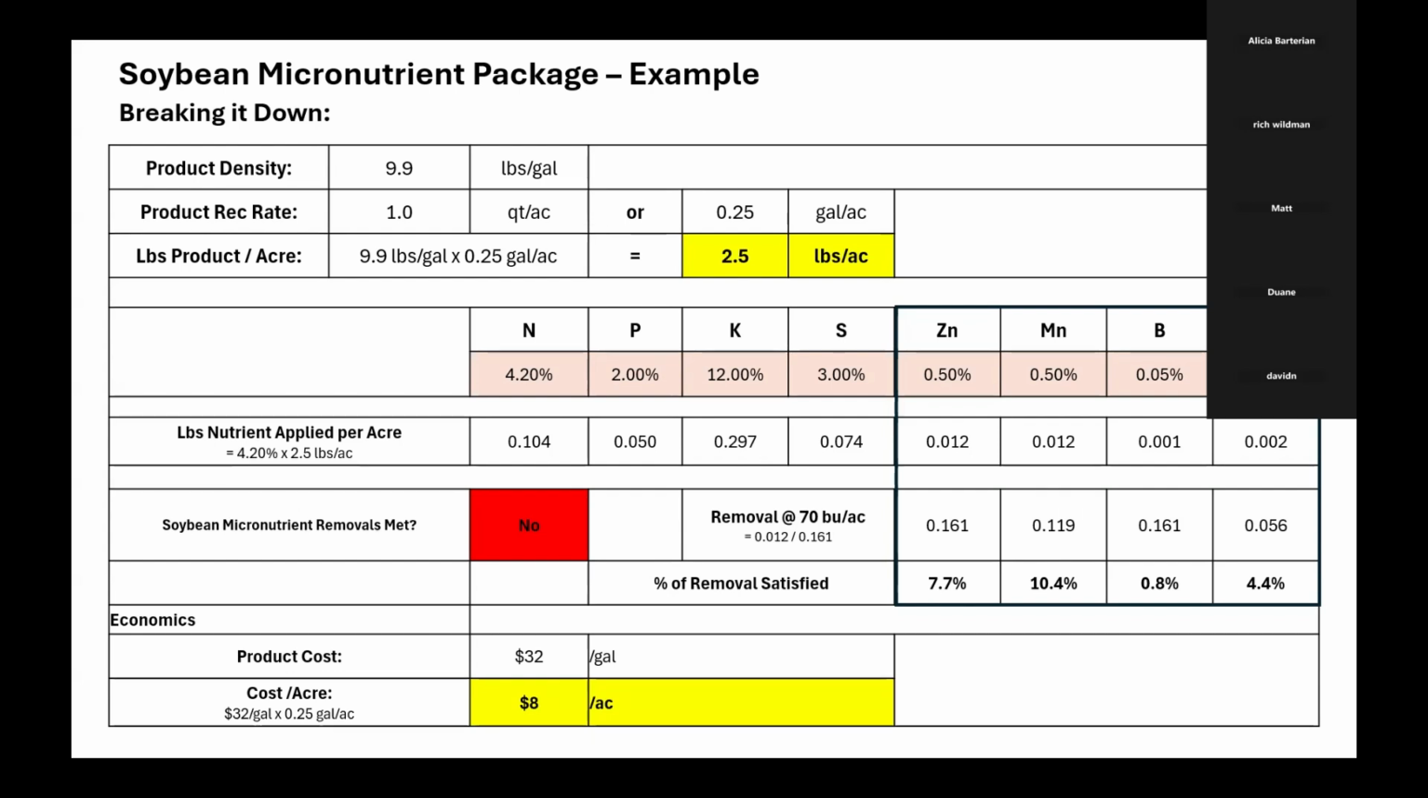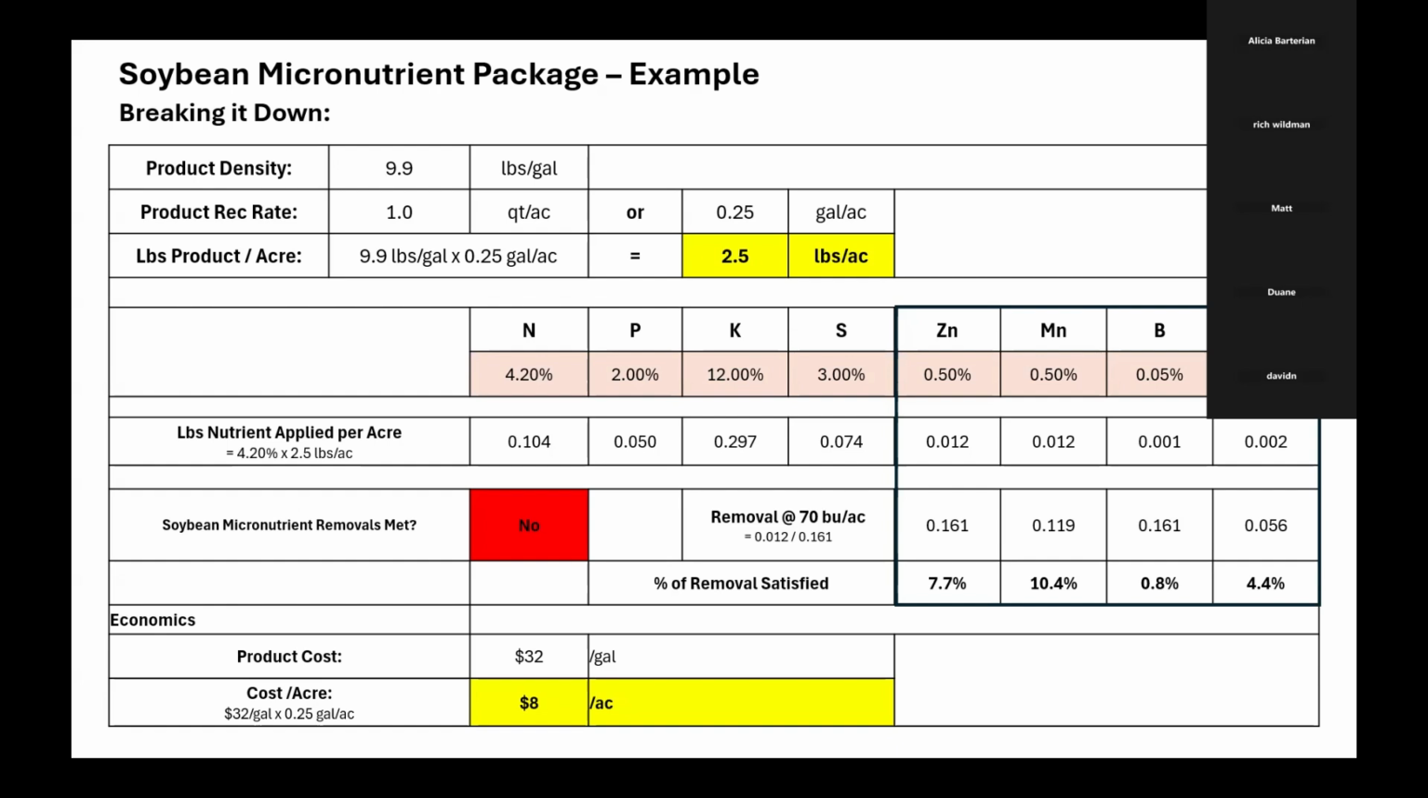Same mental exercise that you need to take, like we did with the corn. What are we getting out of this? Are the micronutrient removals met? Well, in this case, they're not. So for 70 bushel beans, as you saw on the chart a couple slides ago, for zinc you need 0.161. And with this micro pack at a quart, we're getting 7.7% of the removal satisfied.